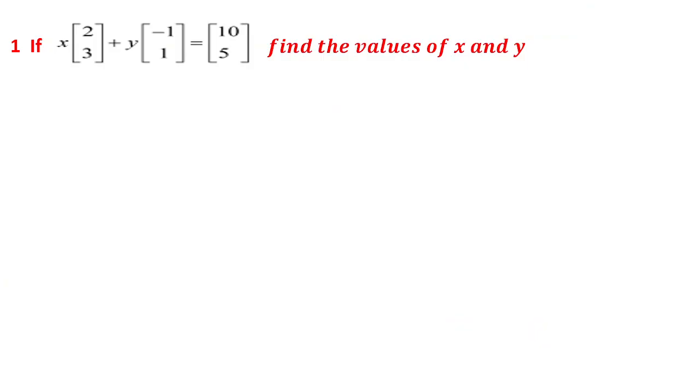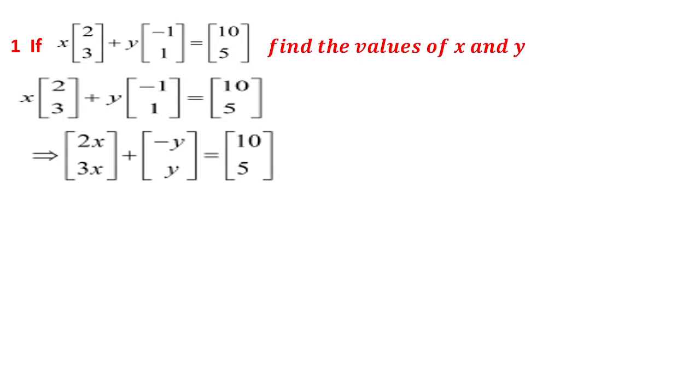Well, let us go to some questions for revision. Suppose it is given that x into a matrix plus y into a matrix is equal to the matrix 10, 5. You have to find the values of x and y. Now, the first one is nothing but a scalar multiple, therefore I am doing the scalar multiple. The second is also a scalar multiple. On the left hand side, two matrices are to be added.